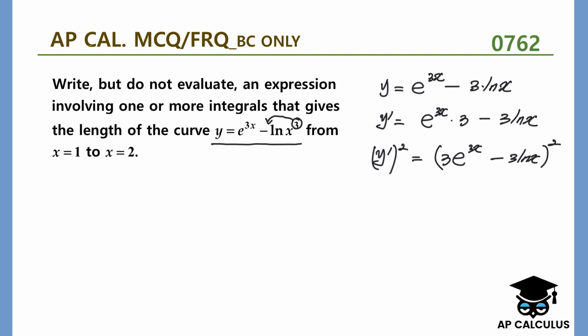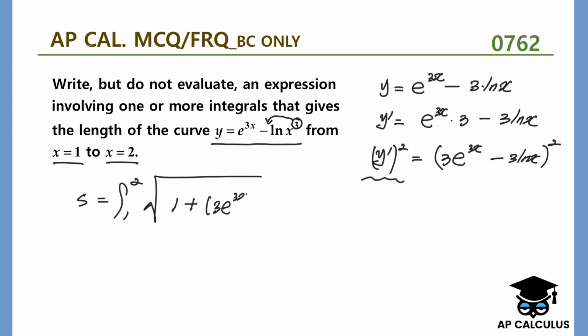Our arc length s from 1 to 2 is the integral of the square root of 1 plus y prime squared, so the square root of 1 plus the quantity 3e to the 3x minus 3 over x, squared, dx. That's our answer.